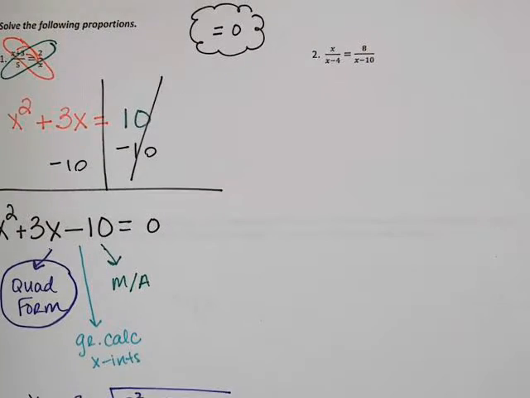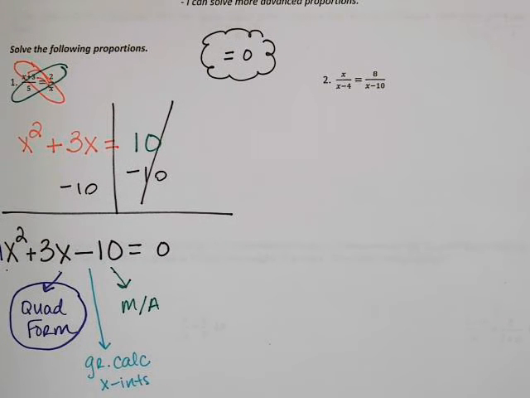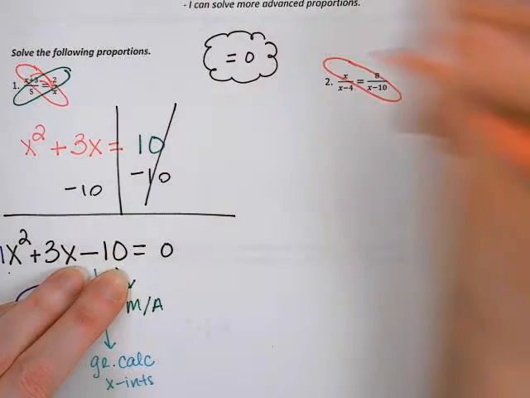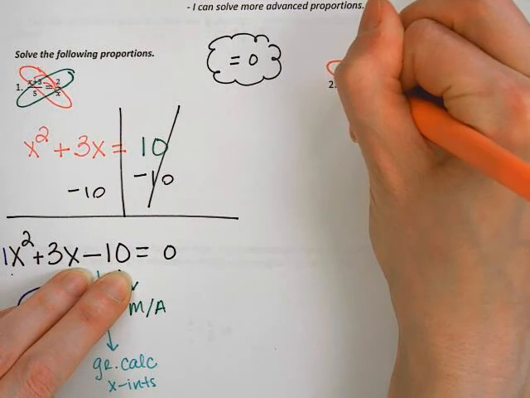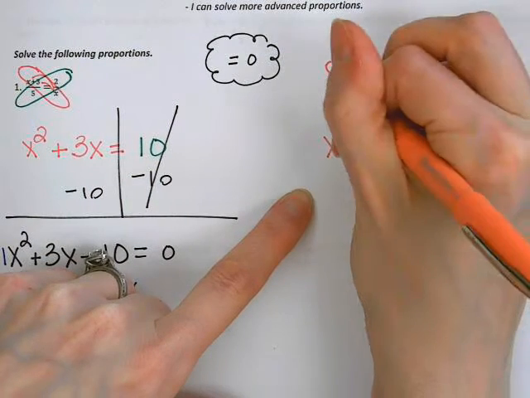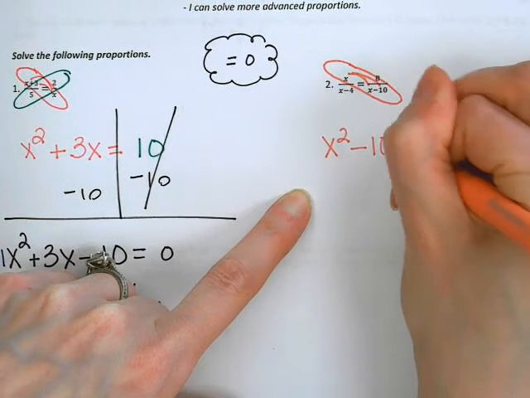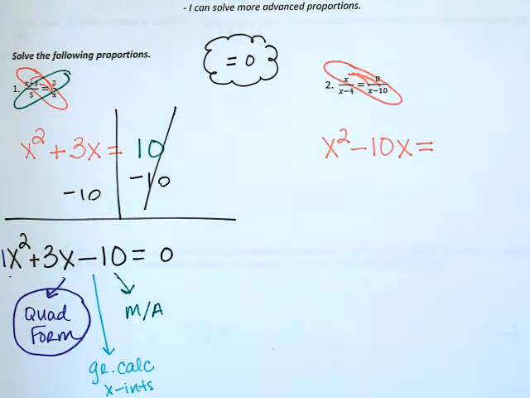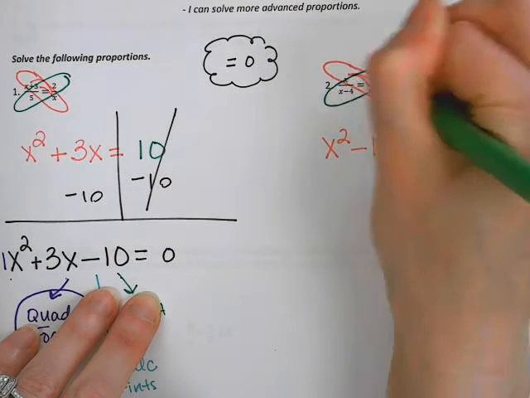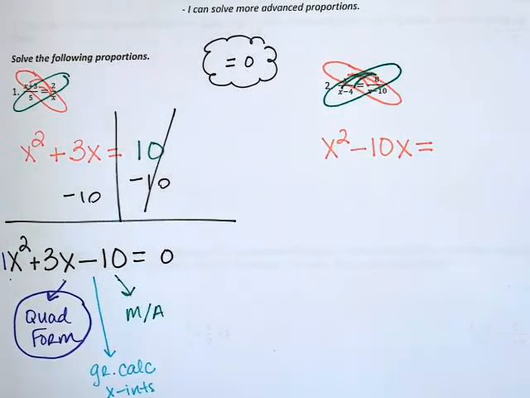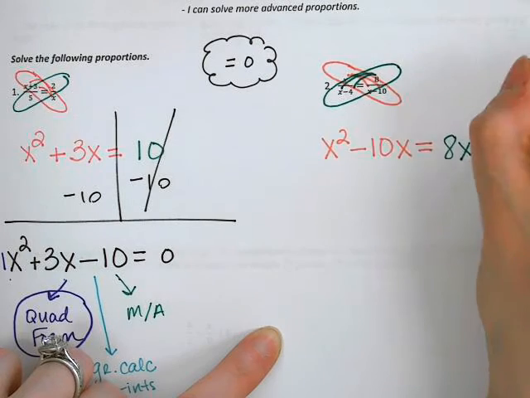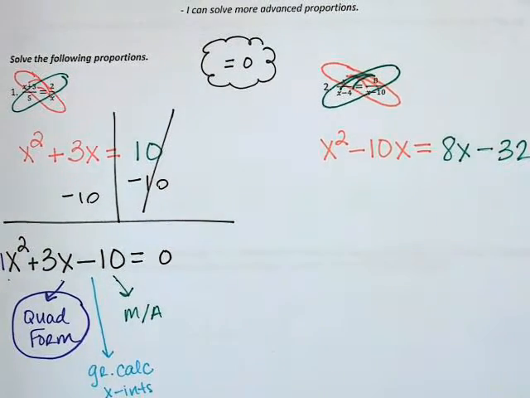All right, let's do one more of those, number 2, and then I'll let you try some. So cross multiply. X times x minus 10. Don't forget to distribute. X times x is x squared. X times negative 10 is negative 10x, equals. Now we do the other side. 8 times x minus 4, we also have to distribute. 8 times x is 8x, and 8 times negative 4 is negative 32.